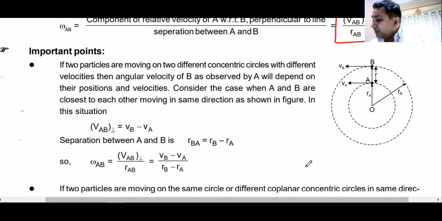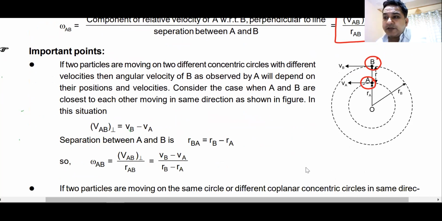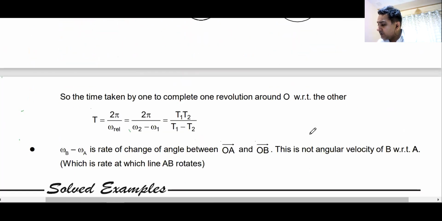See, these are two particles A and B, which are moving in a circular path. The radius of circular path of A is RA. The radius of circular path of B is RB. The velocity of A is VA. The velocity of B is VB. So what they do is, okay, let me make it more general.